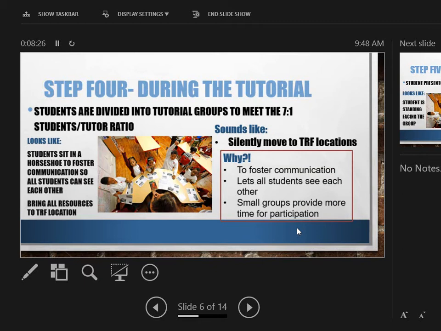Ten steps. Alright, step 4. During the tutorial, students are divided into tutorial groups to meet the 7-to-1 student-to-tutor ratio. So in every tutorial group, there should be no more than 7 kids.